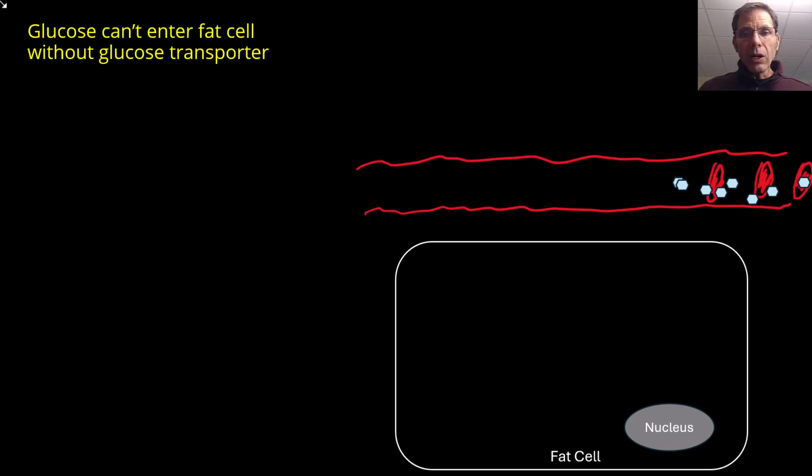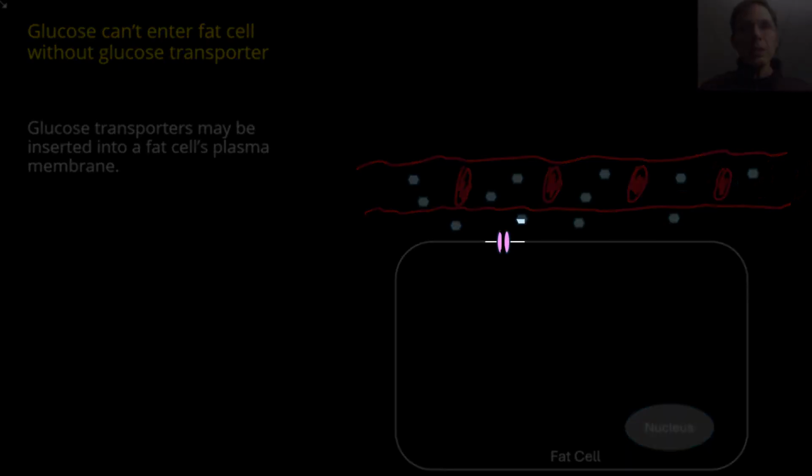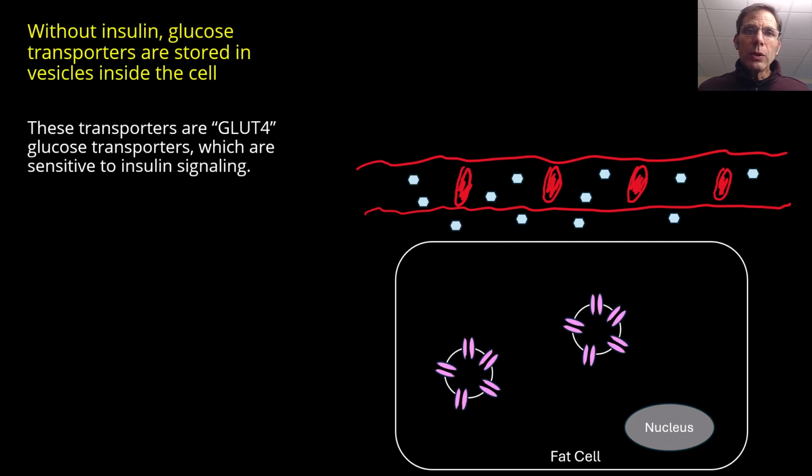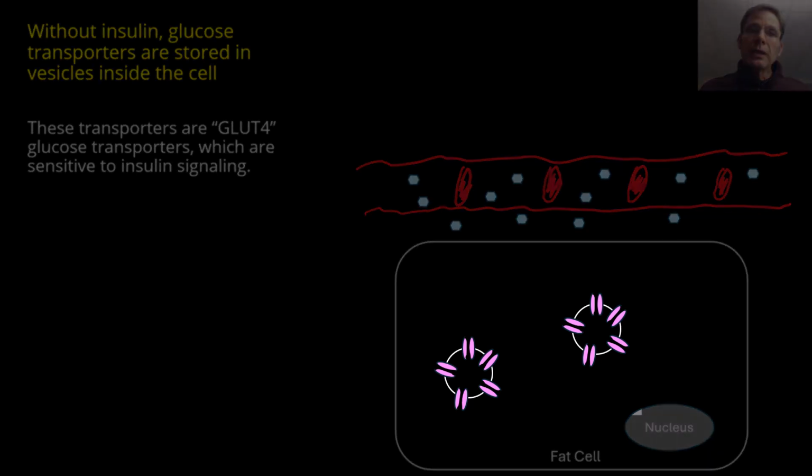On the other hand, there are glucose transporters that can be inserted into the plasma membrane. And if the glucose transporters are in the plasma membrane, glucose can enter the cell through that transporter. There's the concentration gradient that drives glucose from the bloodstream into the cell, because as soon as glucose enters the cell, it's either broken down for energy or stored as glycogen.